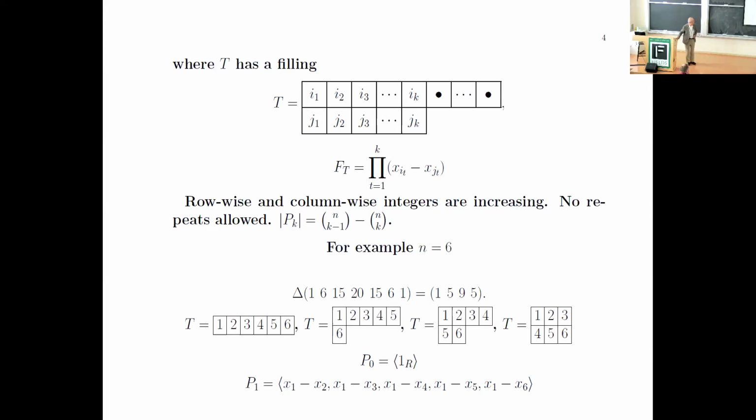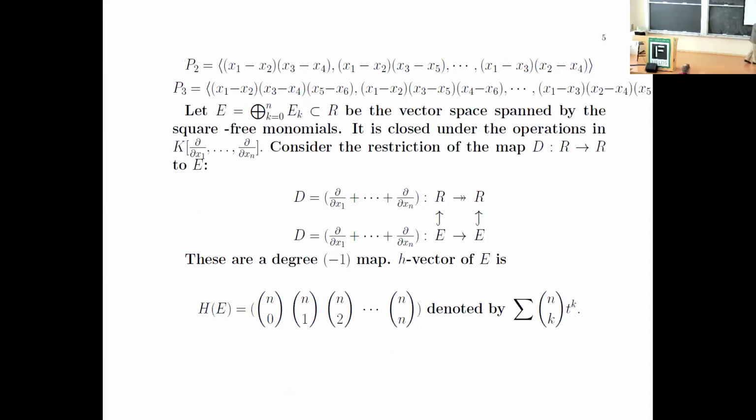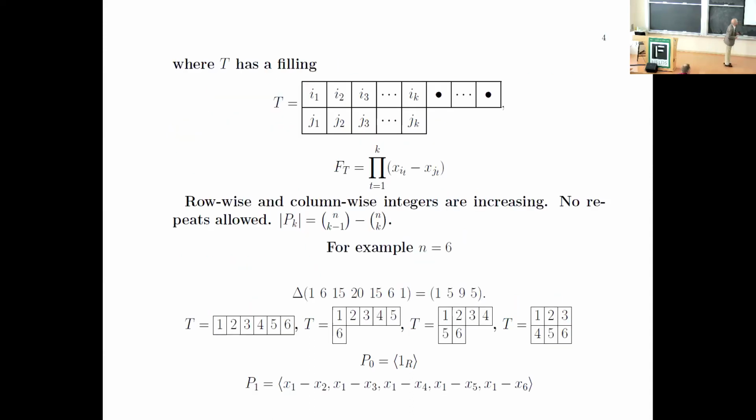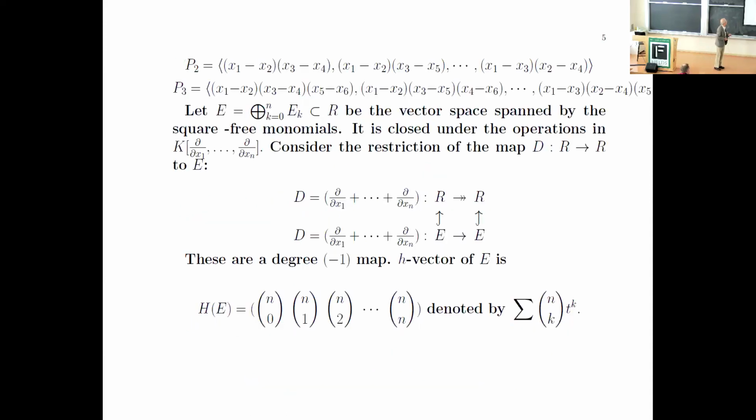For example, when N is 6, when there are 6 boxes, there are only 4 types of Young diagrams with 2 rows. And these differences are 1, 5, 9, 5. So P1 is 5 dimensional, P2 is 9 dimensional, and P3 is then 5 dimensional.